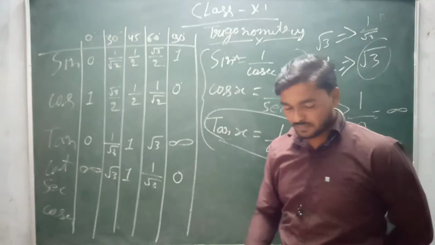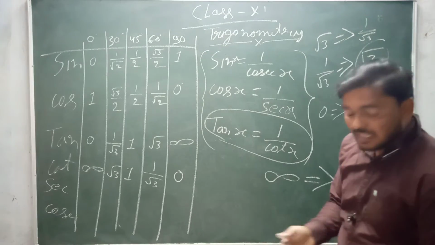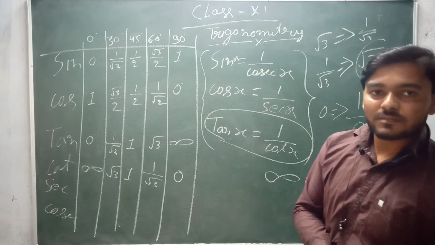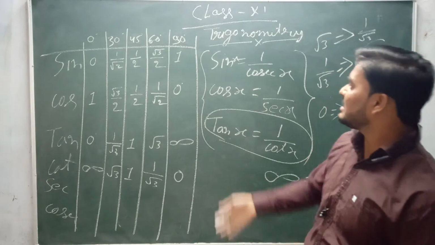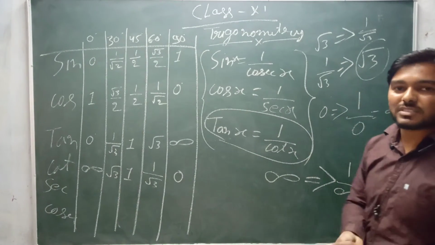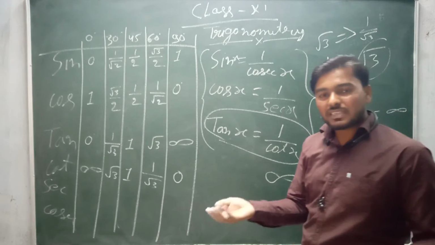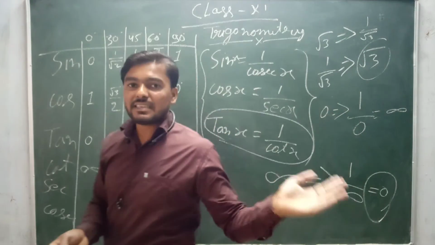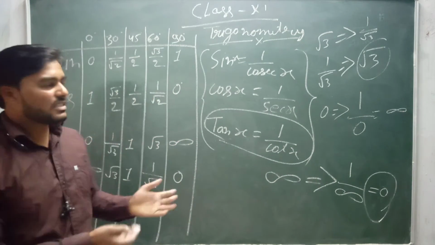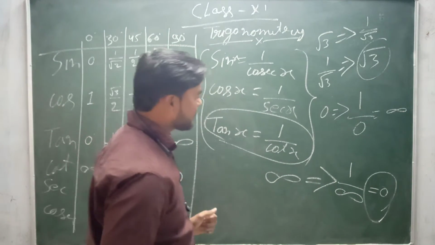Now again, there is a relation in six trigonometric functions. These are the relations: sine and cosec are reciprocal of each other, cos and sec are reciprocal of each other, and tan and cot are reciprocal of each other.